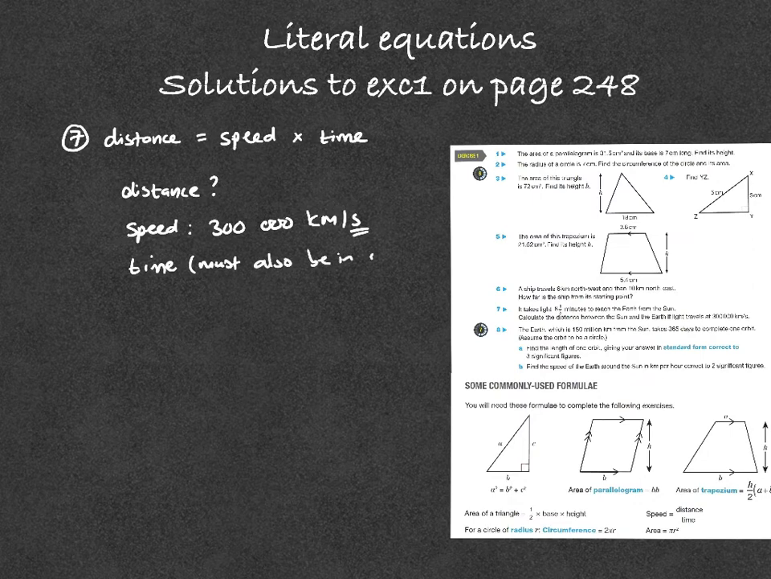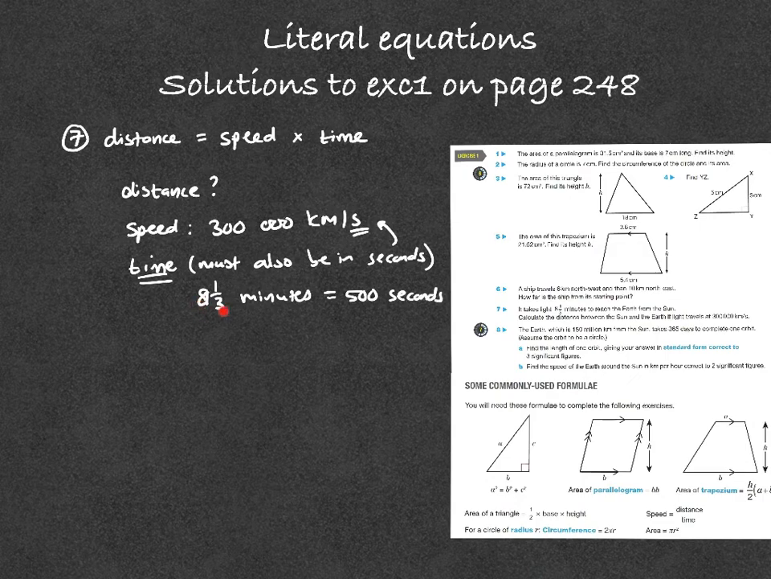Just important here, speed, that velocity part, is the distance over time. So this is kilometers per second. That just means our time must also be in seconds. You have 8 1/3 minutes. So how many seconds? Well, 8 times 60 plus another 20 seconds. That's 500 seconds. So let's go for distance is equal to speed times time.